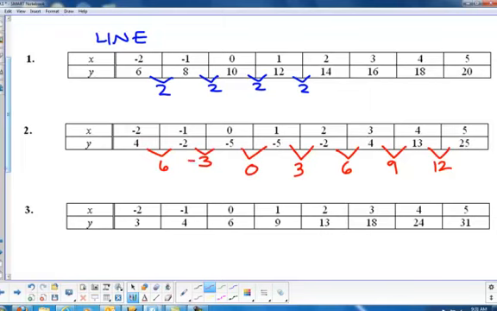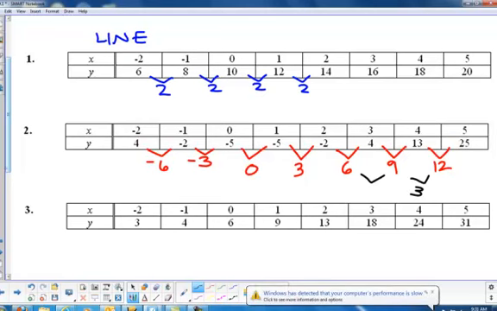Negative 5 minus negative 2 is negative 3. And negative 2 minus 4 is negative 6. Therefore, our second difference is a constant 3. So this is a quadratic.